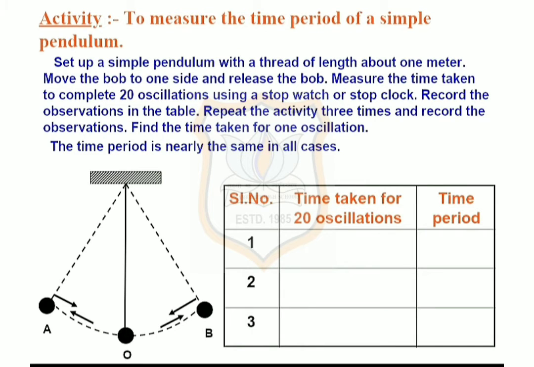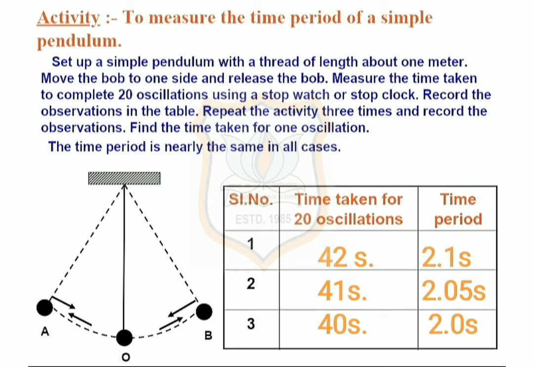Students, in this activity, we will set up a simple pendulum with a thread of length about 1 meter, move the bob to one side and release the bob. Measure the time taken to complete 20 oscillations using a stopwatch or stop clock. Record the observations in the table. Repeat the activity 3 times and record the observations. Find the time taken for one oscillation. Students, you will observe that the time period is nearly the same in all cases.